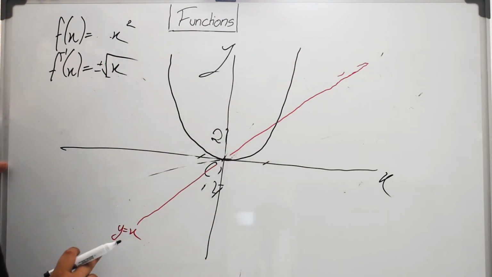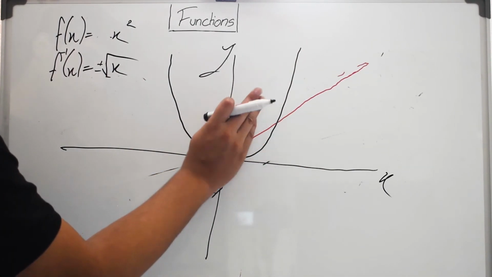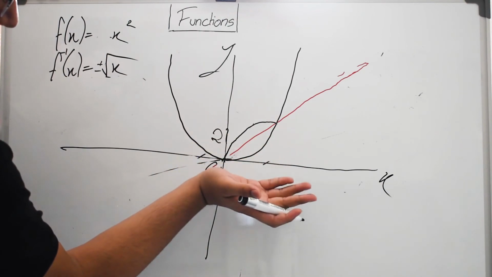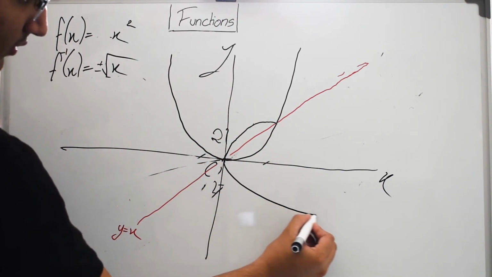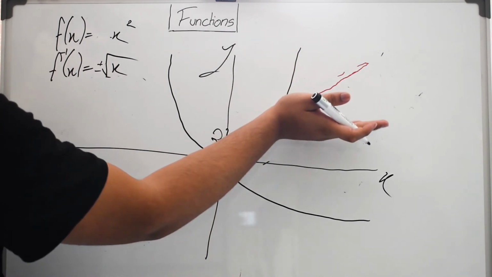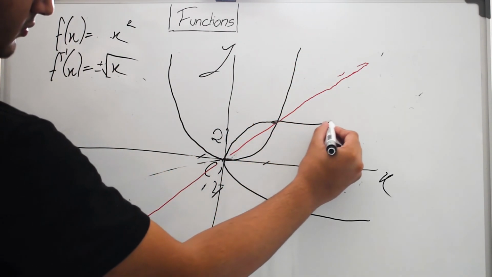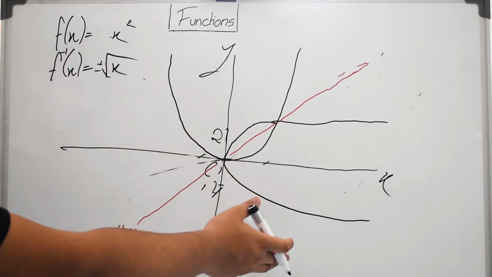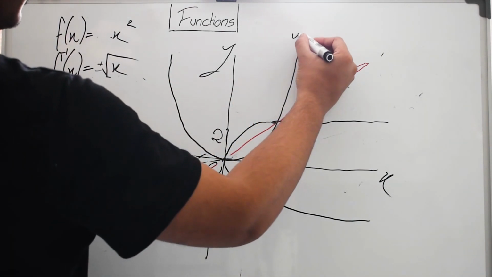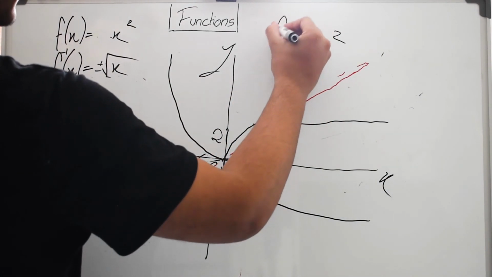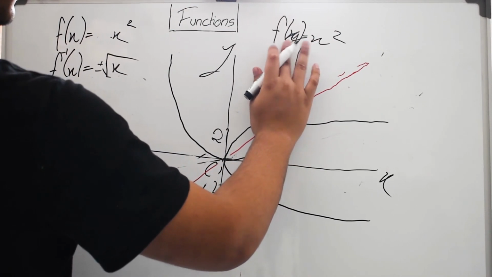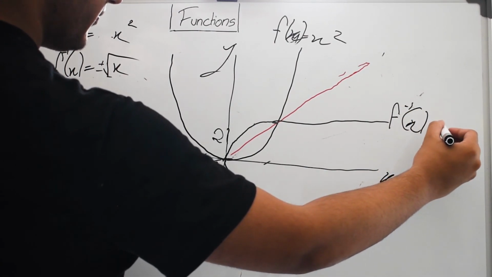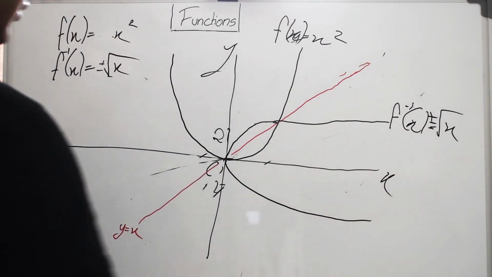The red line is y is equal to x. This part will flip over, it will come like this. This part will come over here. And this part will be reflected over here. As you can see, I just reflected it off the y is equal to x line and I found the graph of the inverse function. This is the graph of y is equal to x square, actually f of x. And this is the graph of f inverse of x is equal to plus minus under root x.